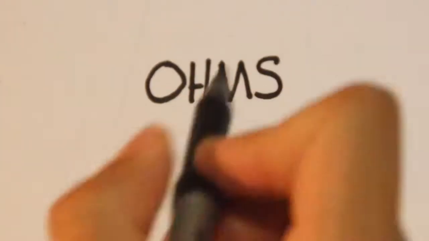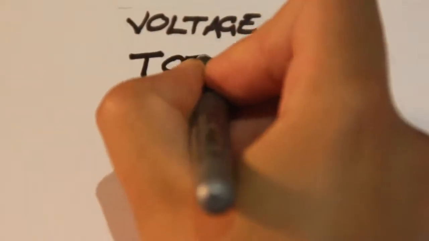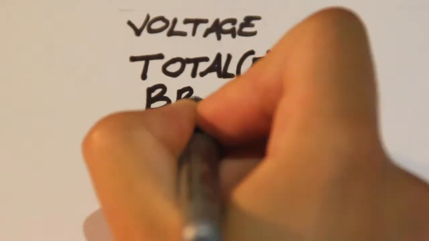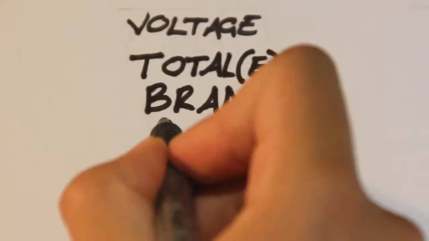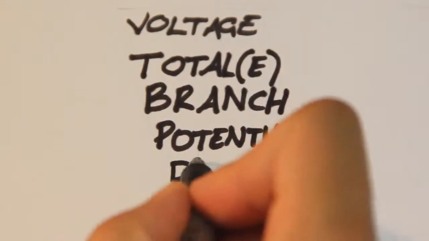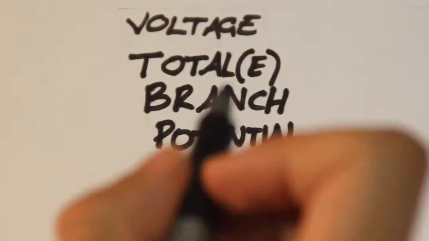This is a video about Ohm's law, the most important electrical concept. The first aspect of Ohm's law is voltage, which could be your total voltage source, your branch voltage, and it's essentially the potential difference between 2 points.